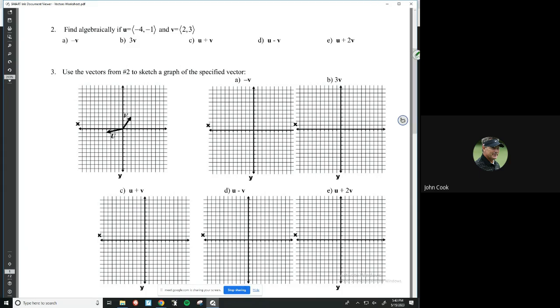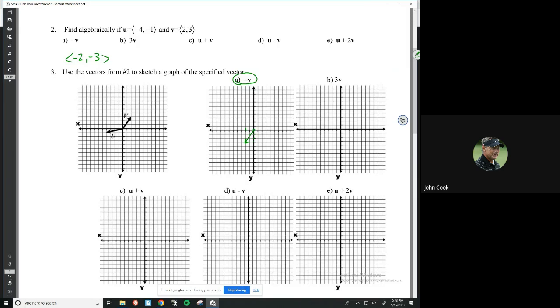So let's see here. Negative v. Okay, so the v vector, right? Well, didn't we have a number for that? We had a -2, -3, I believe, right? So it's just going the opposite direction. So left 2 and then down 3, 1, 2, 3. That puts it right over here. So we just draw a little arrow from the origin over to there. That's it. Okay, that's part A.